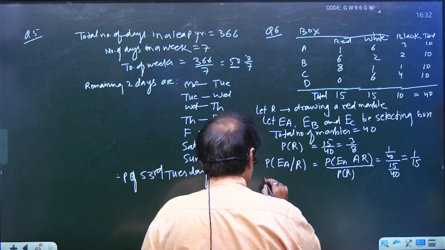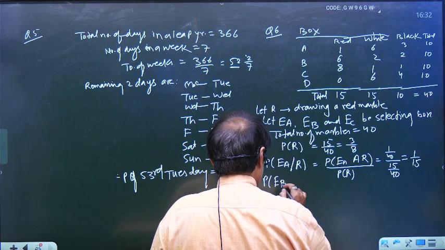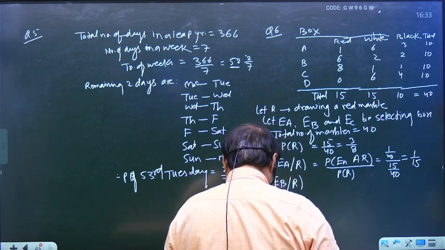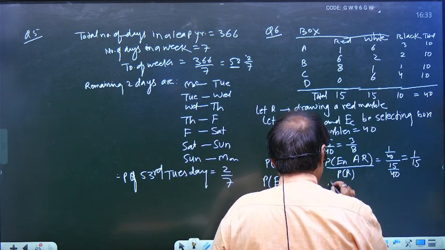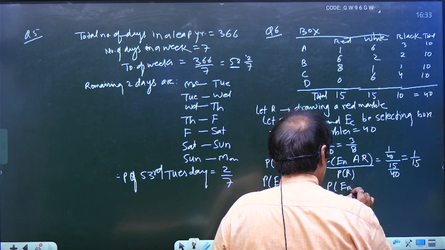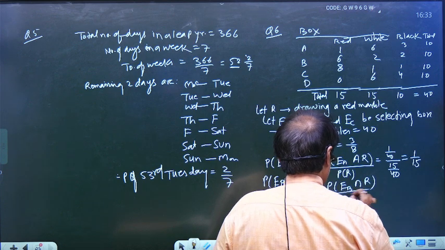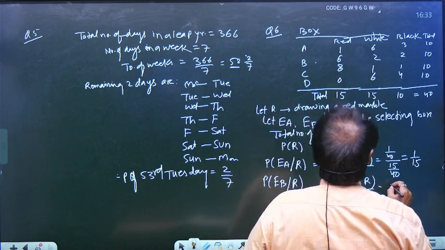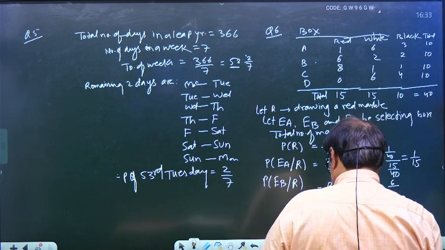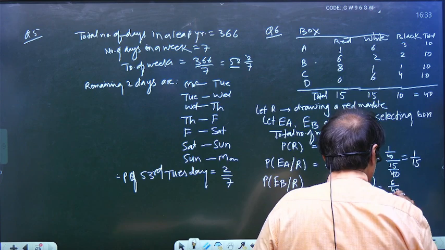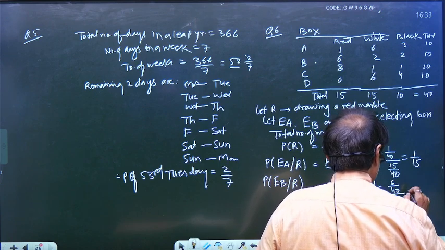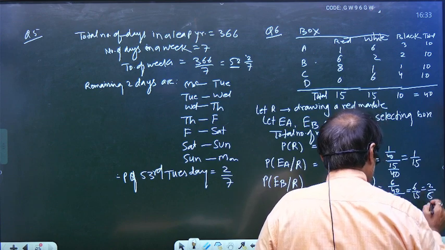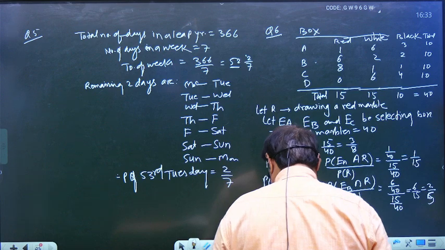And probability of E_B given R, meaning a red ball from box B, is equal to probability of E_B intersection R upon probability of R. In the second box B there are 6 red balls, so 6 by 40, upon 15 by 40. So that is 6 by 15. 3 twos are 6 and 3 fives are 15. This is 2 upon 5.